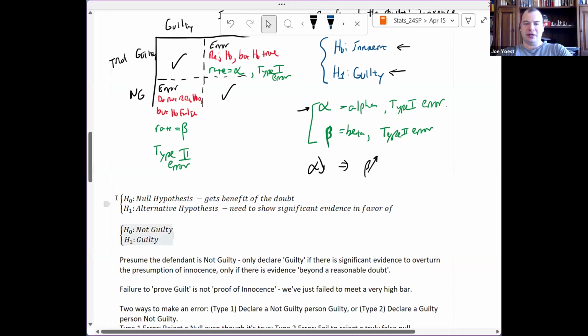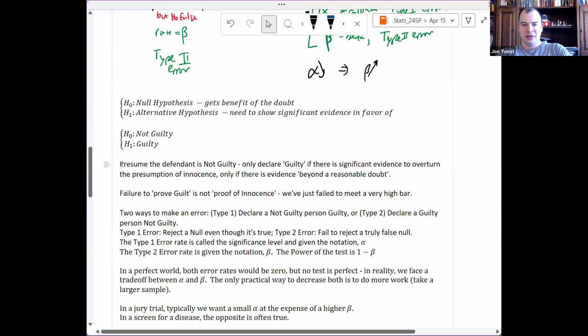Okay, so a couple of details down here. I just kind of wrote out much of what I just said, just to make sure that I don't forget anything.